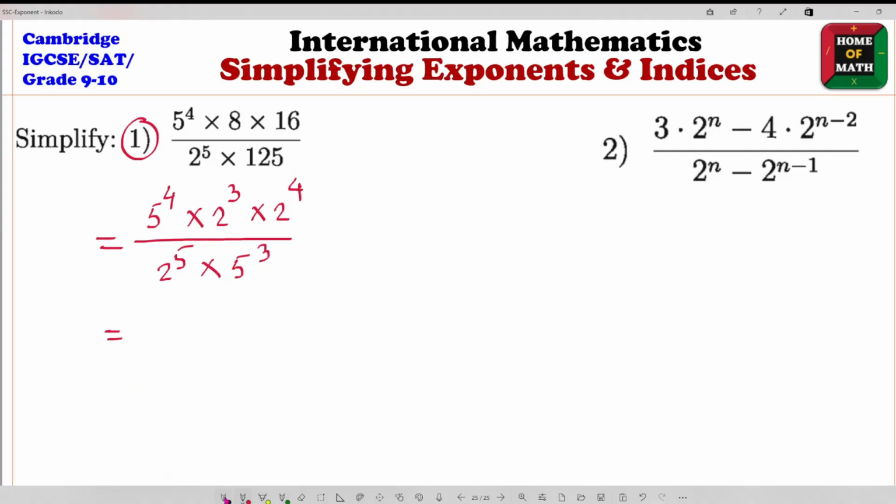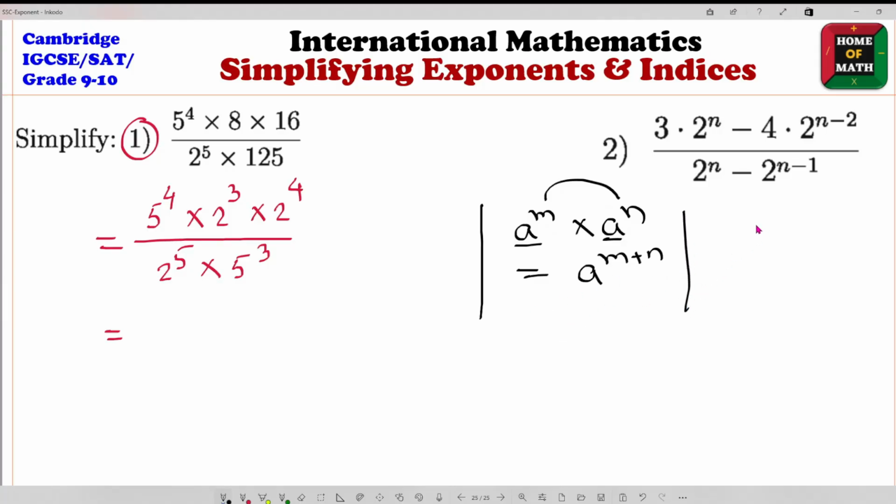Now look, we know a rule: once the bases are the same, in a product, a to the power m times a to the power n will be a to the power m plus n. It means once bases are the same, in a product the powers will be added. Similarly, a to the power m divided by a to the power n: when bases are the same, in division the powers will be subtracted. It means a to the power m minus n.